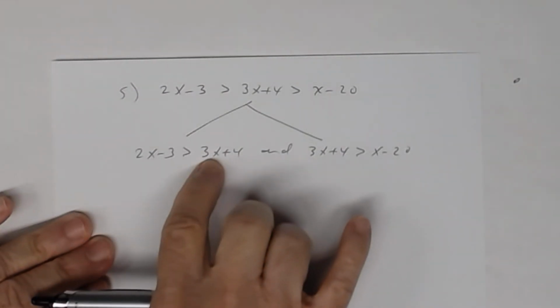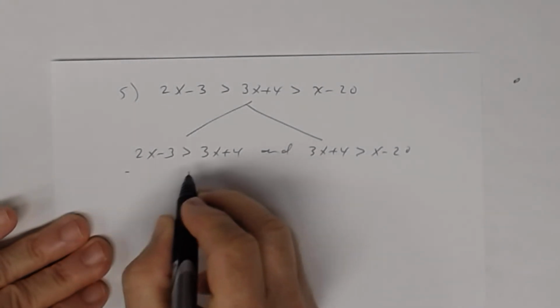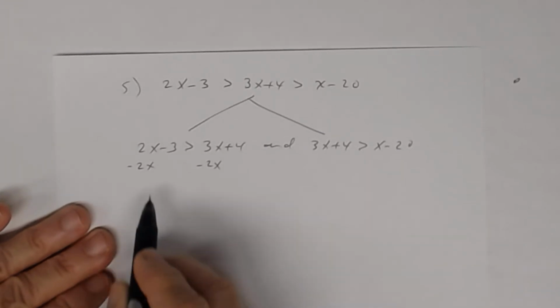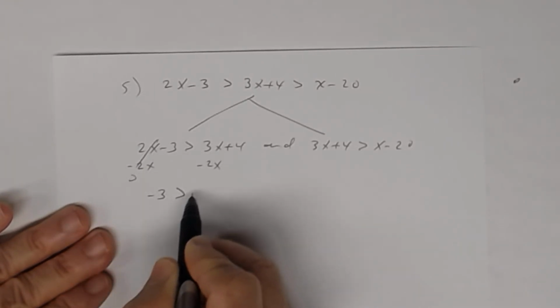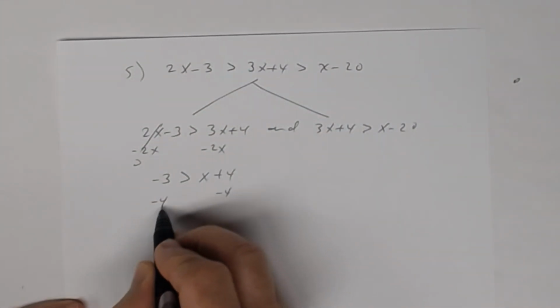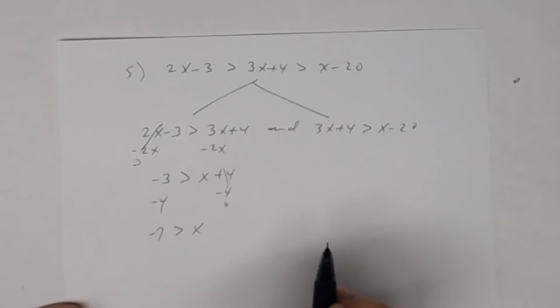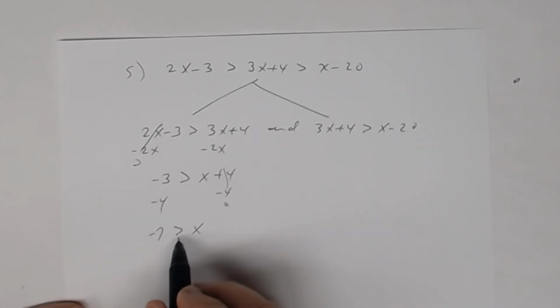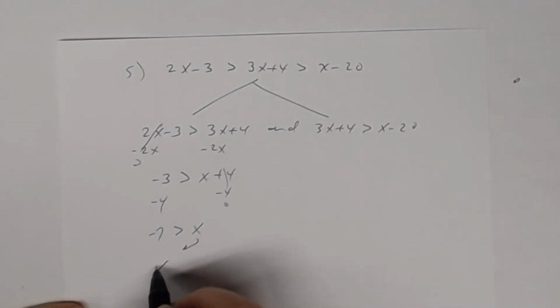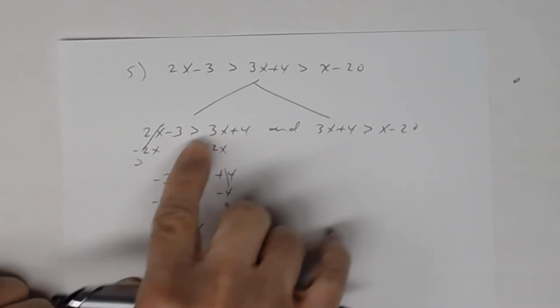So since the coefficient of x here is greater than the coefficient of x here, let's go ahead and bring the variable terms to the right-hand side. So subtract 2x from both sides. This is 0, so I got negative 3 is greater than x plus 4. 3x minus 2x is x. Subtract 4 from both sides. Negative 3 minus 4 is negative 7 is greater than x. Okay? Now, remember, negative 7 is greater than x means the same thing as x is less than negative 7, right? So any real number less than negative 7 is a solution to this simple inequality.